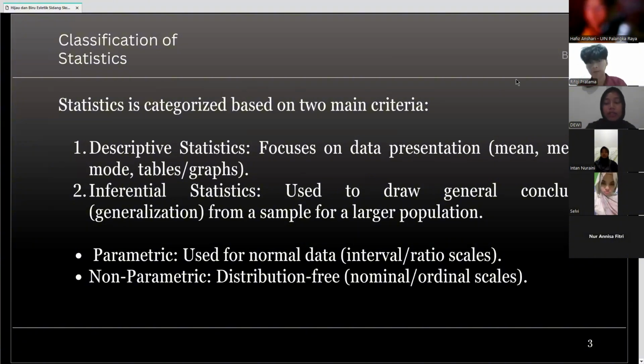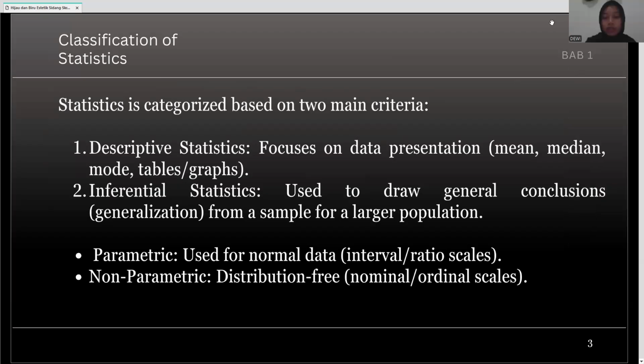Classification of statistics. Statistics is divided into descriptive and inferential. Descriptive statistics present data using mean, median, and graphs. Inferential statistics make general conclusions from a sample to a population. It can be parametric for normal data and non-parametric for non-normal data. Okay, next.